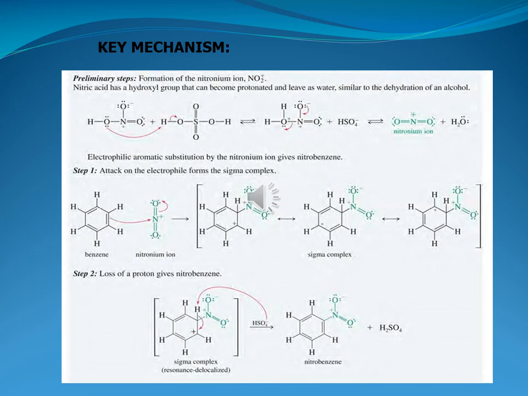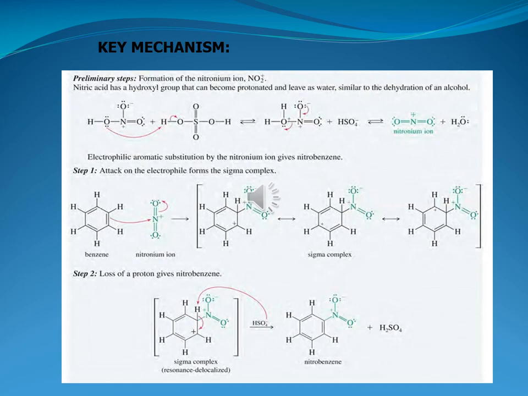In the first step, nitric acid has a hydroxyl group that can become protonated and leave as water, similar to that of dehydration of an alcohol. Here we use two acids, nitric acid and sulfuric acid. Sulfuric acid, because it is a strong acid, behaves as an acid, and the nitric acid behaves as a base. So sulfuric acid gives its proton to the nitric acid.